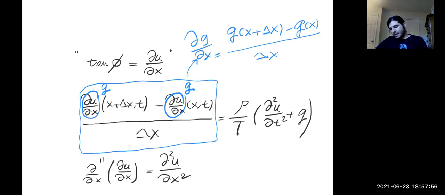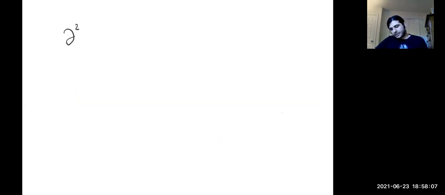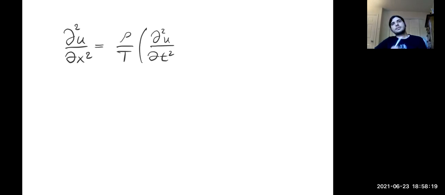Okay. Now we have the second derivative of u with respect to x is equal to this right-hand side here. Let's rewrite that. The second derivative of u with respect to x is equal to rho over t times the second derivative of u with respect to t, plus this g, the constant of gravity, the gravitational acceleration. Okay, great.